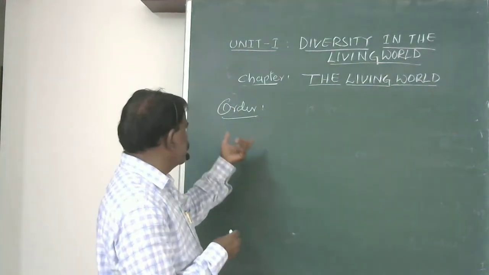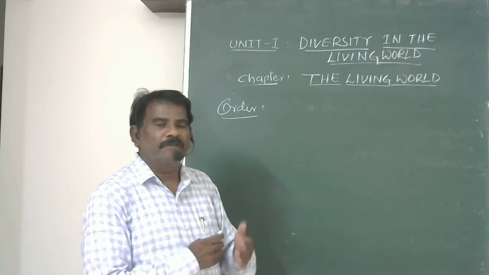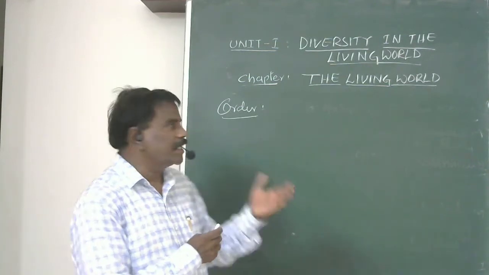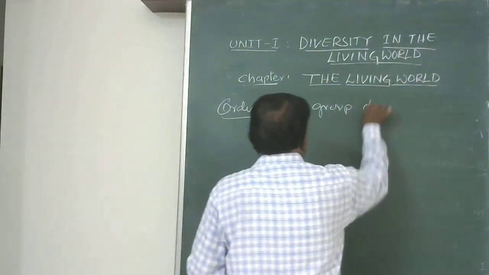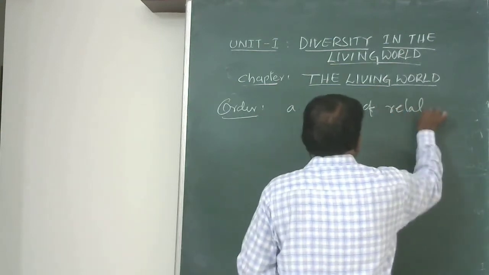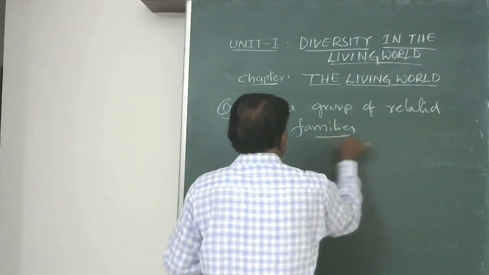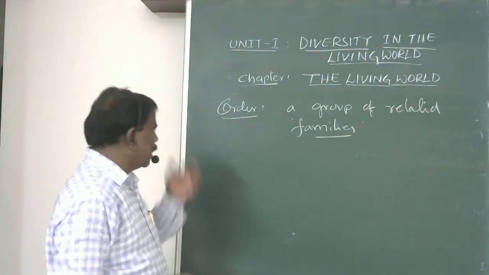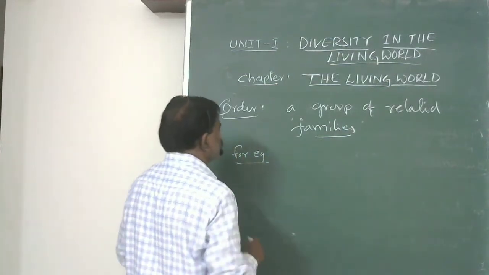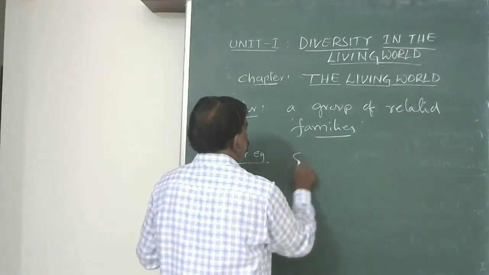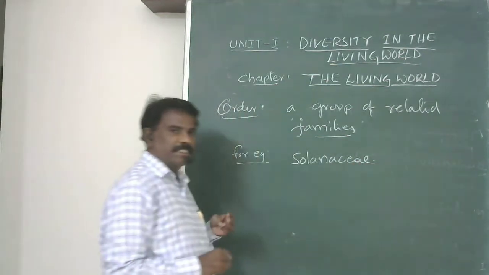So, order is a group of related families. See, for example, in plants, Solanaceae is a family.